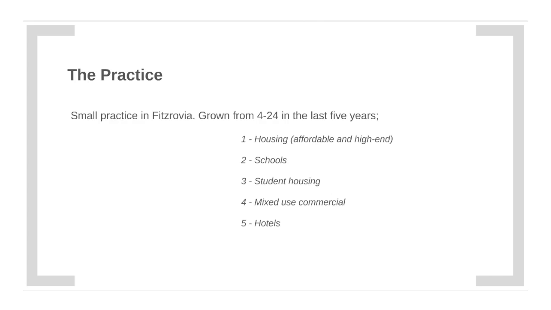So just to give you a short insight into where we're coming from, David Miller Architects is a small practice based in central London. We've grown from 4 members of staff to 24 in the last 5 years, and our workloads are fairly typical for an architectural practice of our size. So we work primarily on housing. That's a mixture of affordable and high-end. Schools is a big sector for us, as well as student housing, mixed-use commercial work, and some hotels.